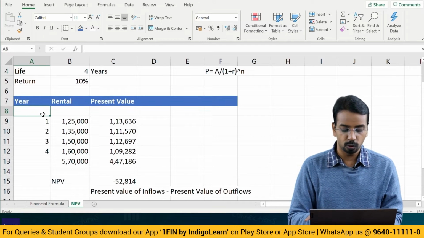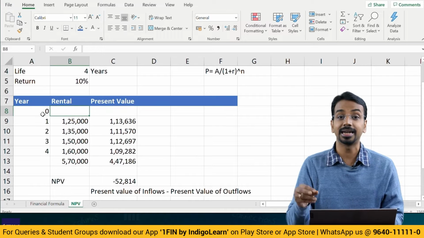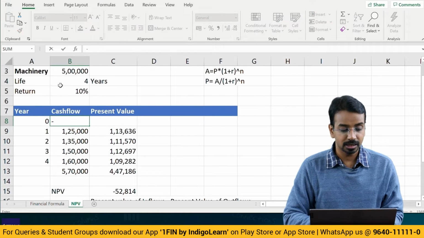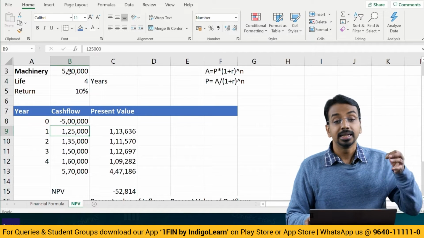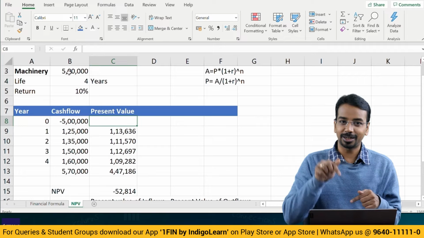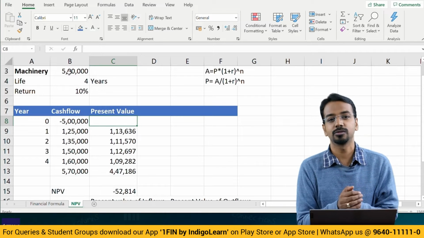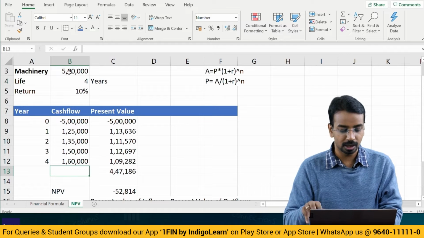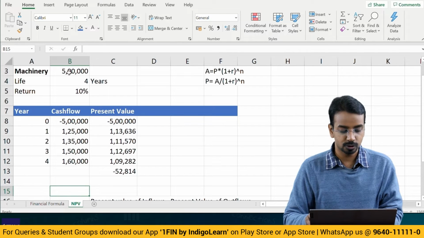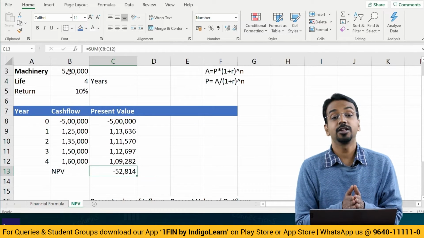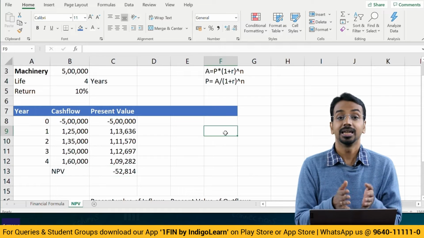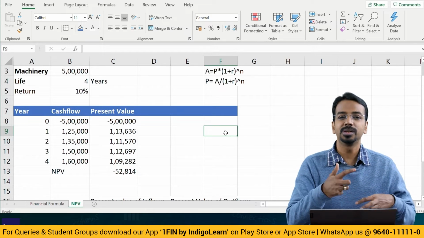So if I just include one more item here, year 0, that is present date, that is as on today, and I just change this to cash flow. At year 0 I had a minus 5 lakh. Now what does that mean? There is a cash outflow of 5 lakh. And what is the present value of that? If I pay 5 lakh today, that is at year 0, the present value is also 5 lakhs. And I can update this formula, this is no longer needed, and I can include this formula to include year 0, right? And I can delete this too. So my NPV is 52,814 negative.